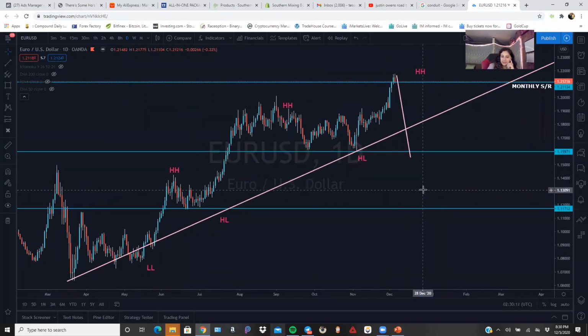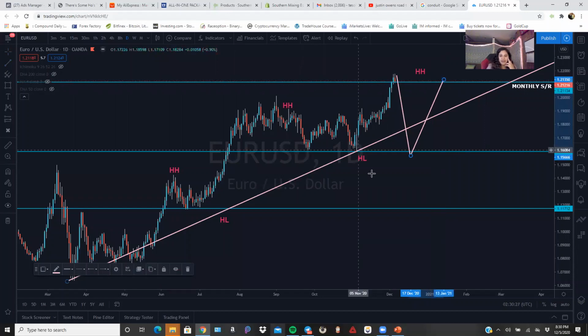But what happens, family? Because we didn't get to that fifth or sixth touch yet. What happens? Boop. Right? It broke through the trend line and then it hit a support zone and then it bounced right back up into the trend line. What is this called?